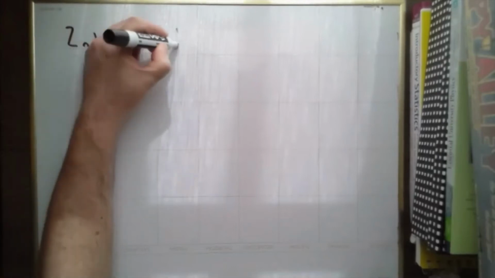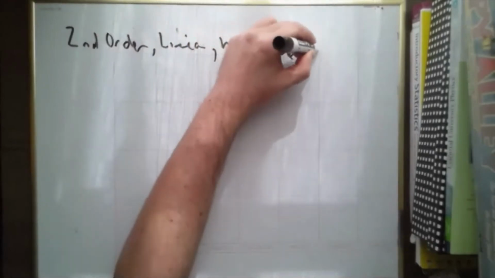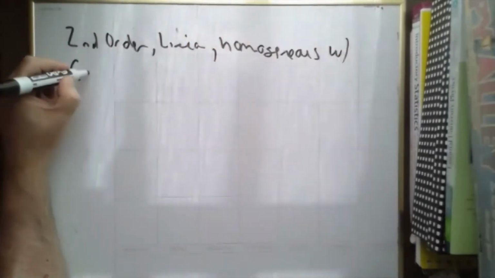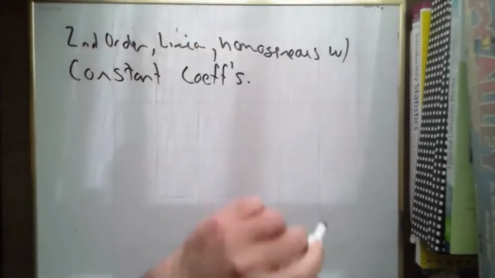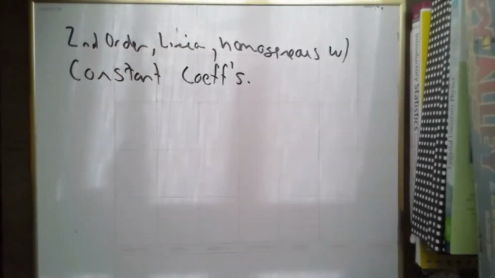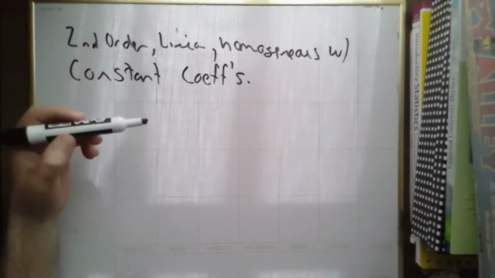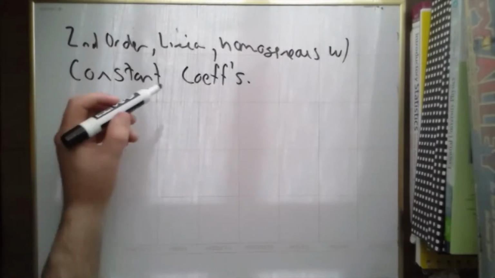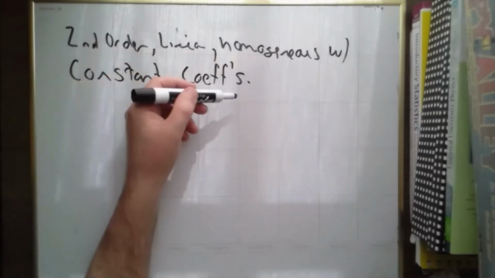Let's talk about second order linear homogeneous with constant coefficients. Now, pretty much everything we do today will apply to nth order, any order, but it's easier if we start with second order. So all of this would apply to third order, fourth order, and so forth. But we do need it to be linear homogeneous, meaning equal 0 with constant coefficients.